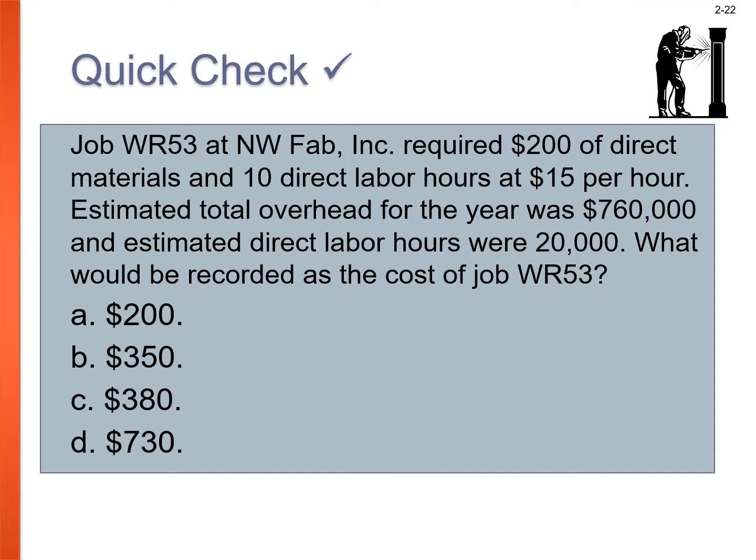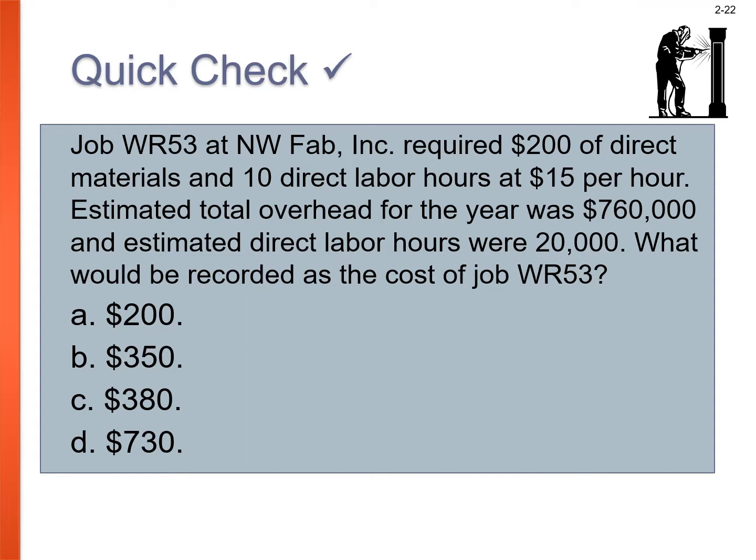Job WR53 at NW Fab Inc. required $200 of direct materials, 10 direct labor hours at $15 per hour. The estimated total overhead for the year was $760,000, and estimated direct labor hours were 20,000. What would be recorded as the cost of job WR53? So I have my calculator out here. Take a few seconds and see if you got it.